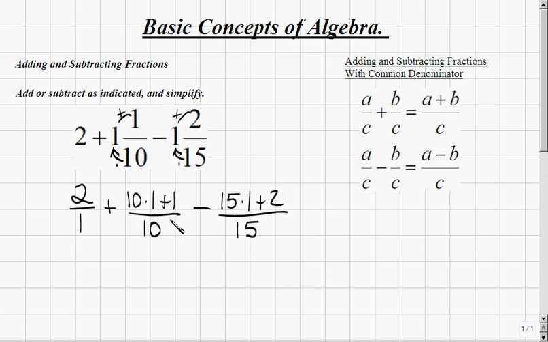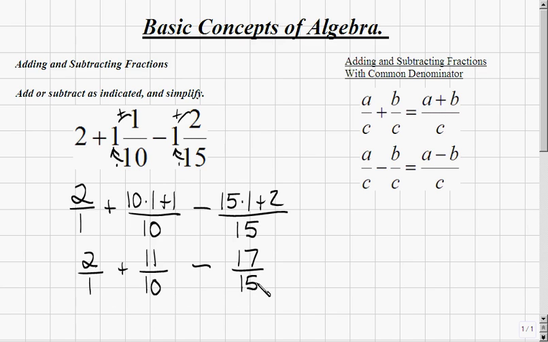Using order of operations, 10 times 1 plus 1 will be 10 times 1 is 10 plus 1 becomes 11 over 10. 15 times 1 plus 2 becomes 15 plus 2 becomes 17 over 15. Of course, we shouldn't forget we're subtracting that, and that we have a 2 over 1 in front. We now want to convert each one of these fractions to a fraction that will have a common denominator.